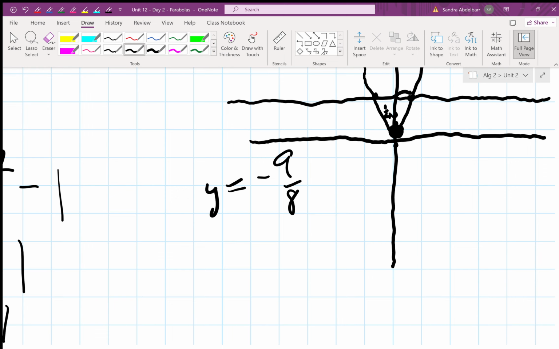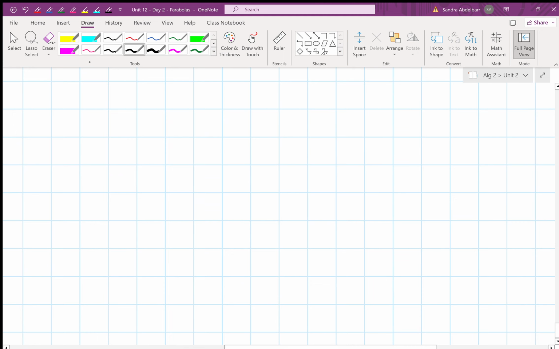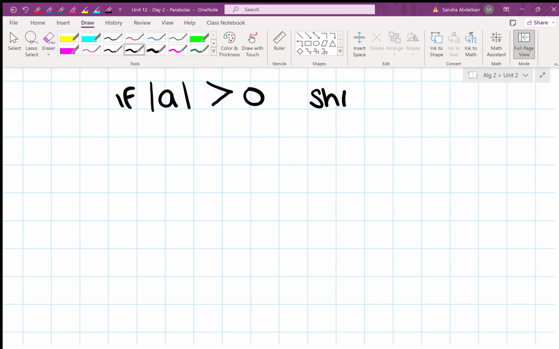Okay, last thing we want to discuss, which we've been discussing this whole time, is if the absolute value of A is greater than 1, which means it's a whole number, right? Are we going to shrink, or are we going to be wider? Shrink, right? It's not a fraction. So this is going to shrink or be more narrow.